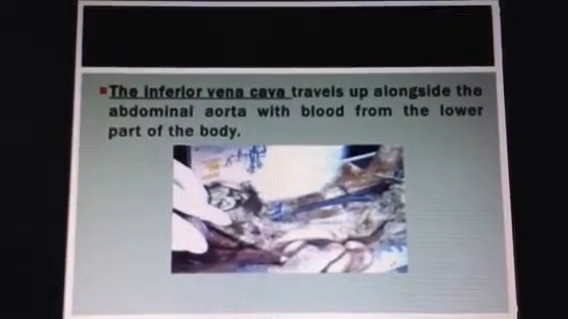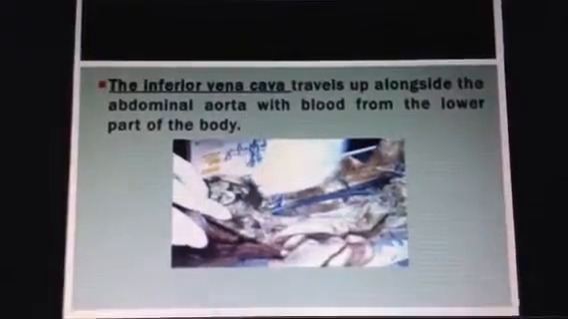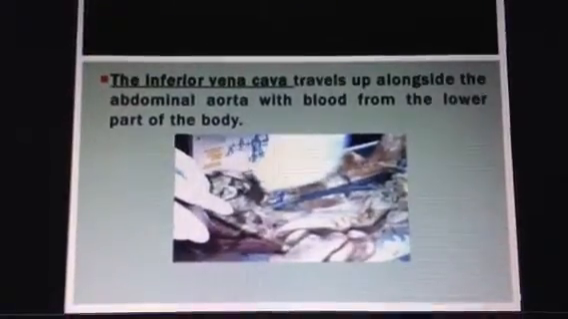The inferior vena cava travels up alongside the abdominal aorta with blood from the lower part of the body. In the inferior vena cava, we have the hepatic vein, and then we have the adrenal and lumbar veins. Then we have the renal vein that branches off to a gonadal vein.